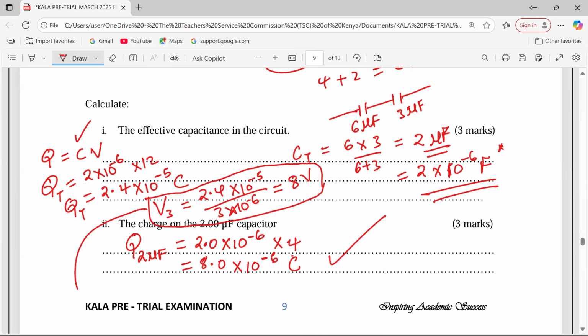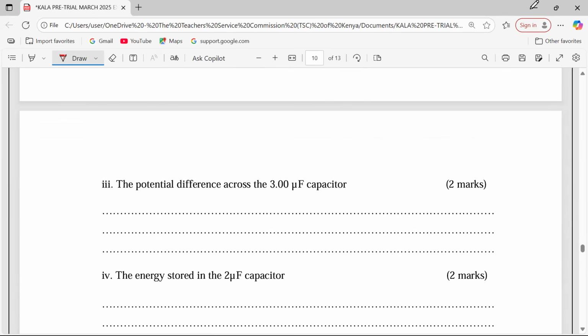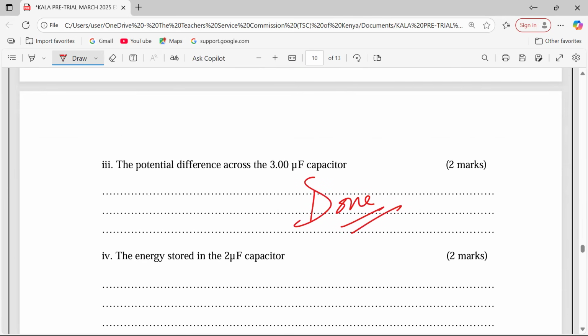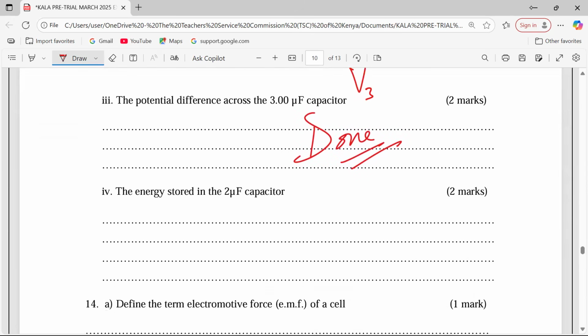Voltage across the 3. So now this one is done. Please revisit. Just scroll back and check what we have said about the voltage at the 3. We have done it already.